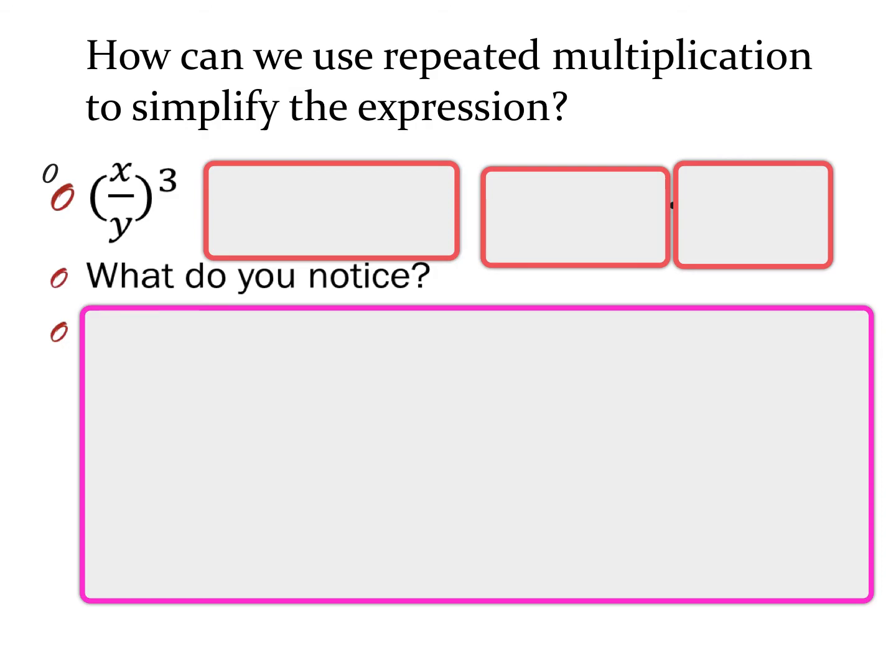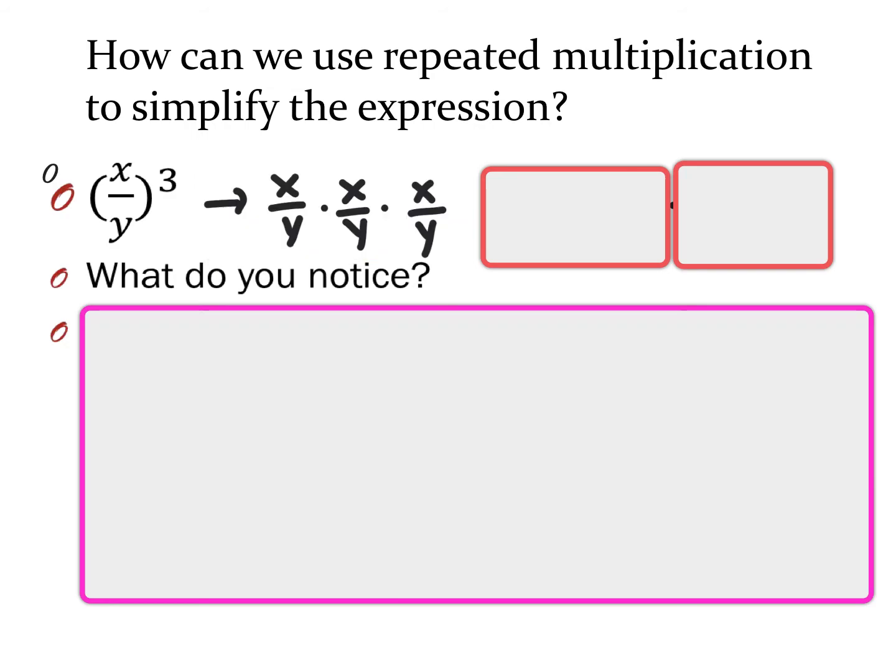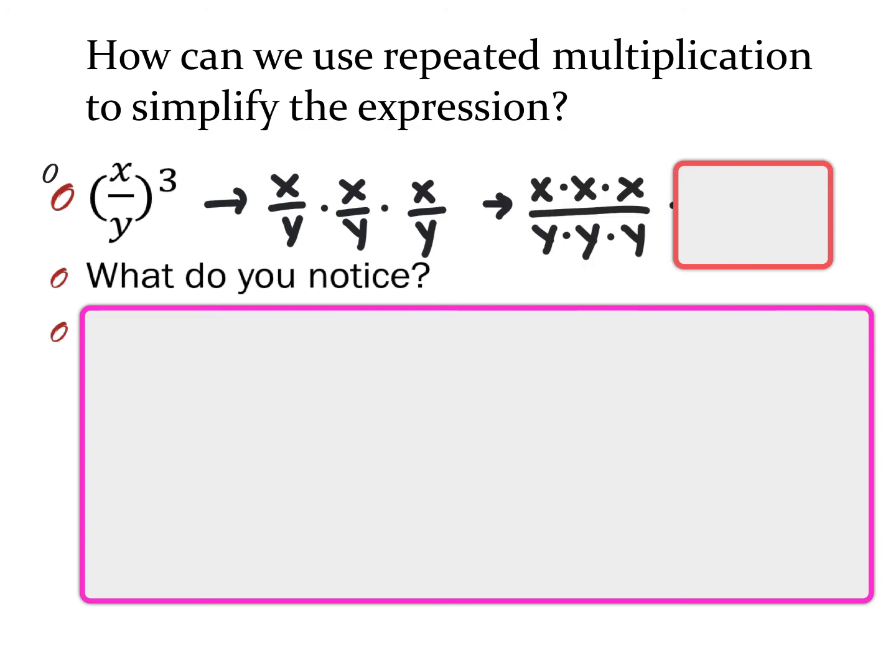Now, if I look at something like I have here, where I have x over y raised to the third power, what this really means is I'm multiplying x over y times x over y times x over y. Now I can rewrite this as x times x times x over y times y times y. And this simplifies to become x to the third, y to the third.